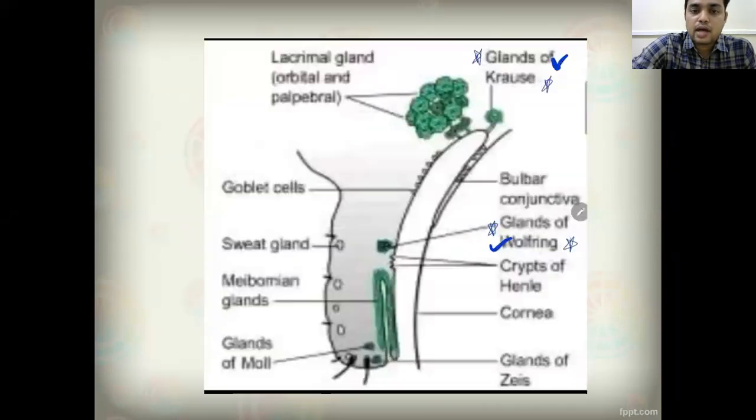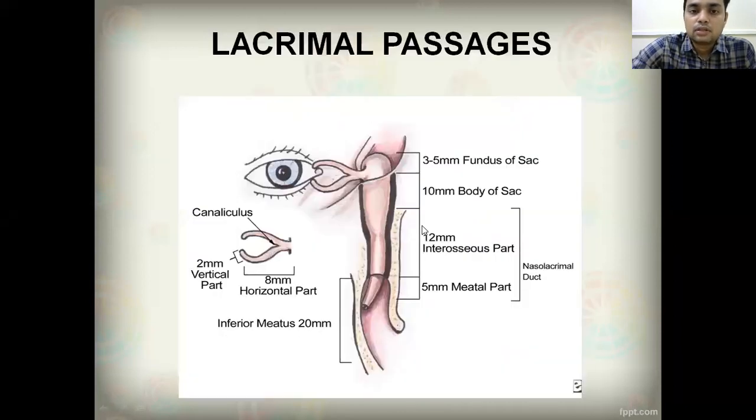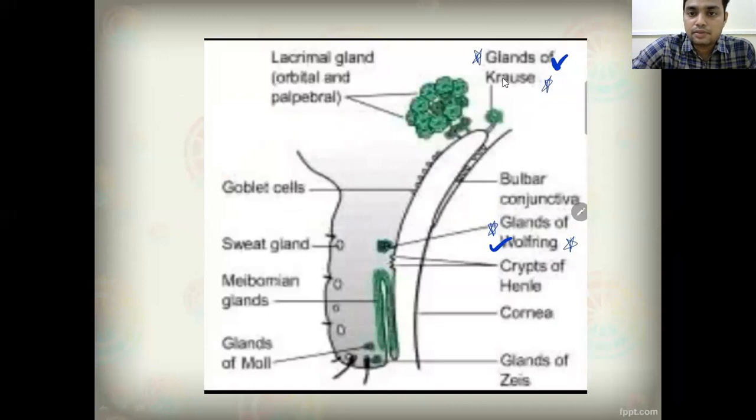What are the other 2 accessory glands along with the lacrimal gland that we see? They are the glands of Krause, which are present at the fornix of the conjunctiva, and the glands of Wolfring, which are present at the upper border of the tarsus of the eyelid. So these are the other glands which help in secreting the tears.